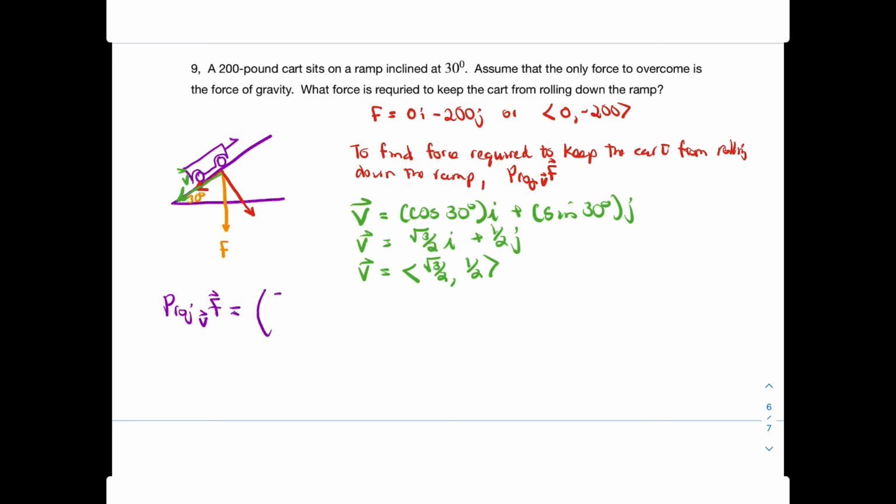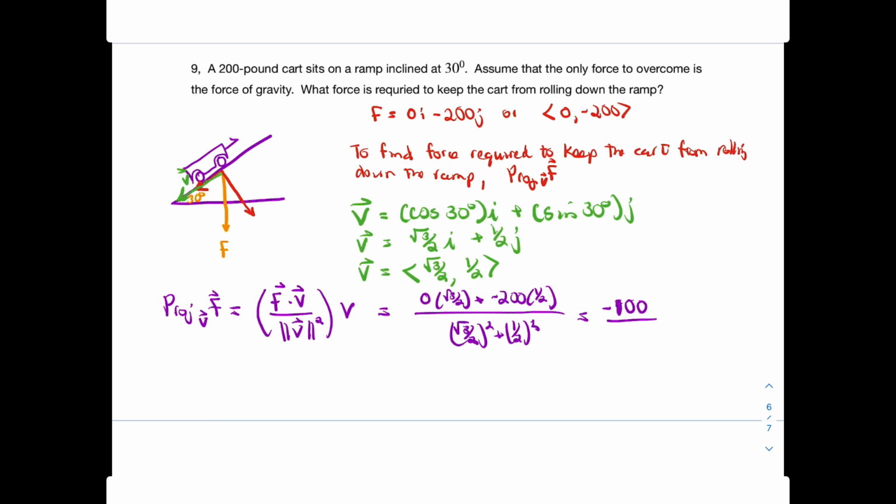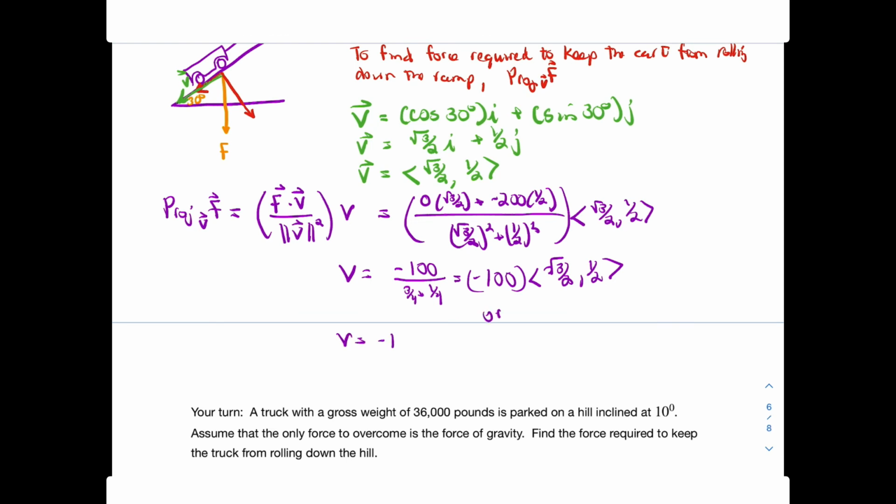Now that I know the component form of vector F and vector V, I can find my projection of vector F onto vector V by using our formula. First we need to find the dot product of F and V, and then divide that by the magnitude of vector V squared, times vector V. So let's do that algebra. Our dot product ends up being simply negative 100, and our magnitude squared ends up being 1. And so we have negative 100 times our vector square root of 3 over 2, 1/2. If I move that back into standard unit vector form, I'd have negative 100 times the square root of 3 over 2 i plus 1/2 j.